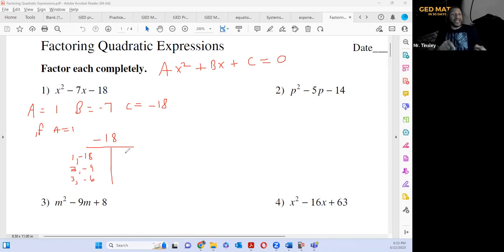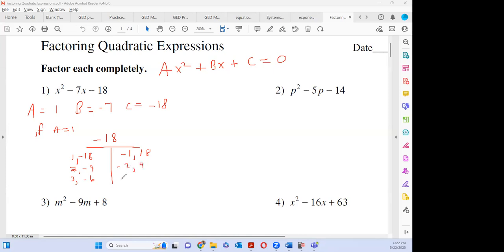What you have to understand is that on the other side, we're going to reverse those numbers. So instead of 1 and -18, I'm going to have -1 and 18. Instead of 2 and -9, you're going to have -2 and 9. And finally, you're going to have -3 and 6. These are all the factor pairs, the pairs that you multiply together that will give you -18.